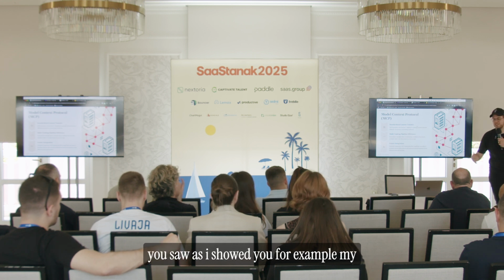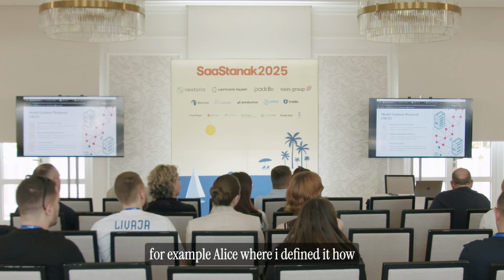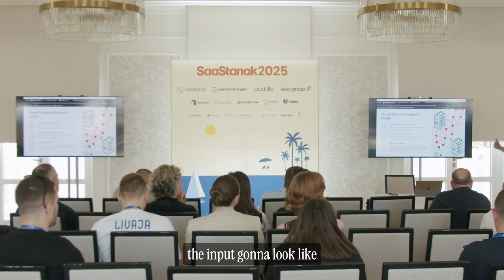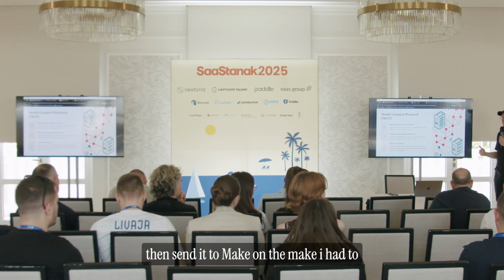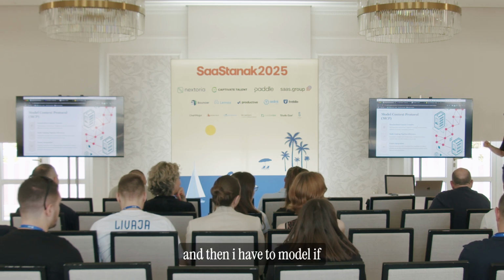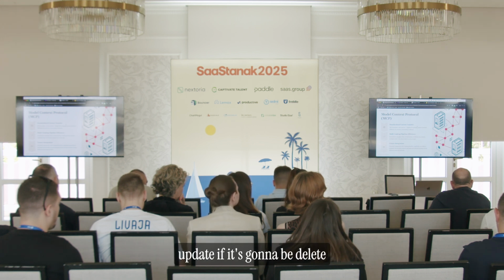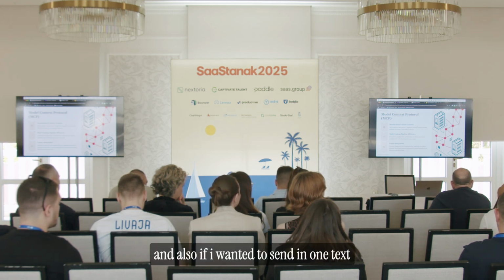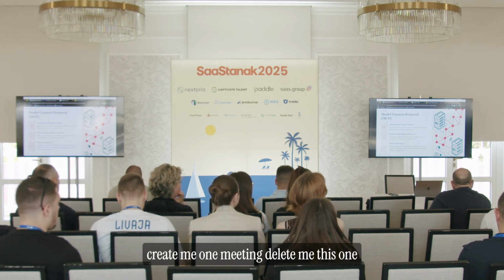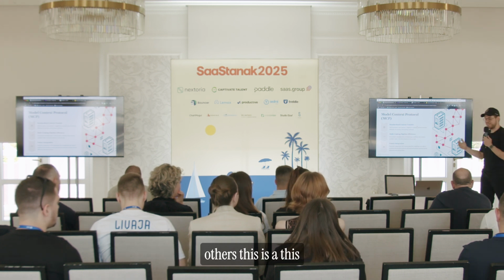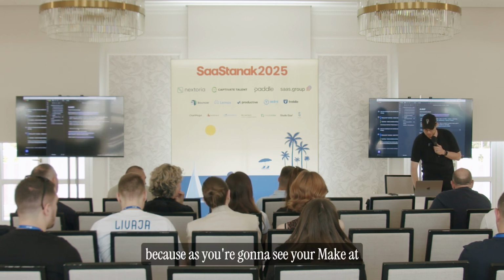As I showed you, for example, in my simple schedule process, I already had to have a tool, for example Alice, where I defined how the input is going to look, how the data structure is going to look, and so on and so forth. Then send it to Make. On Make, I had to create the stupid bubbles, and then I had to model if it's going to just create a new meeting, if it's going to be an update, if it's going to be a delete. And also, if I wanted to send in one text not just "create me one meeting," but "create me one meeting, delete this one, and also update the context of the others." This is actually the Make nightmare that I was living in during recent years.